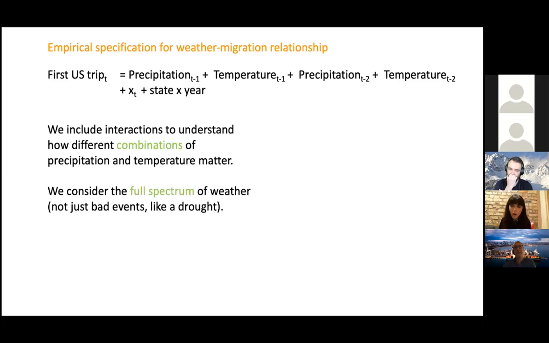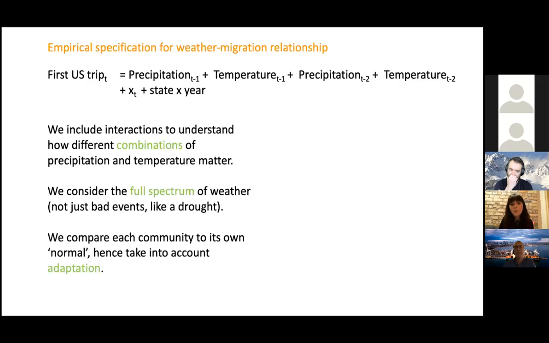So in the literature, you often see people focusing on bad events. So how does a drought affect you? How is a lack of rainfall and all of these things? But then good weather also matters because it allows people to save and maybe make up for the losses from the previous year. And we also compare, and this is pretty standard in the literature, each community to its own normal. So this way we're taking into account adaptation. So this means that really hot weather in a normally cool community is not the same thing as really hot weather in a normally really hot place, right? Because in the latter place, people have already adapted, so we don't expect the same response.